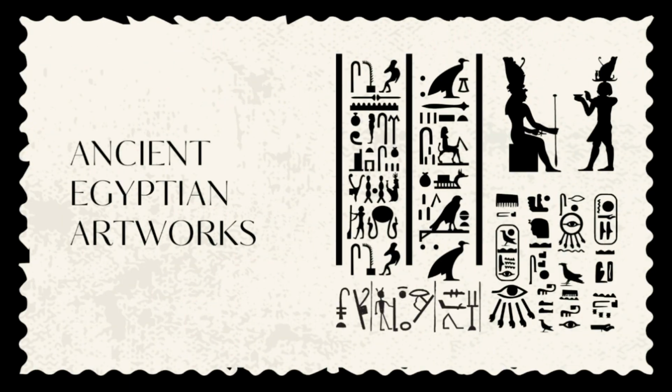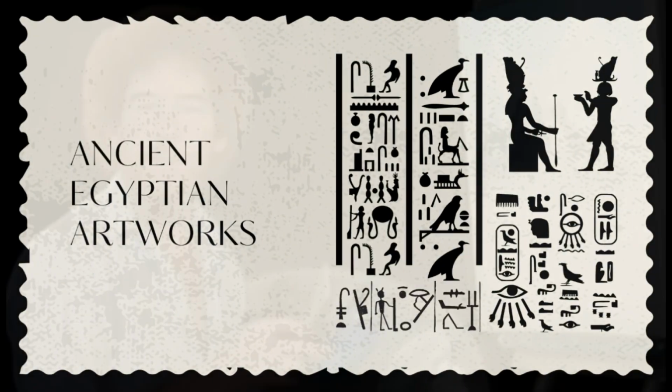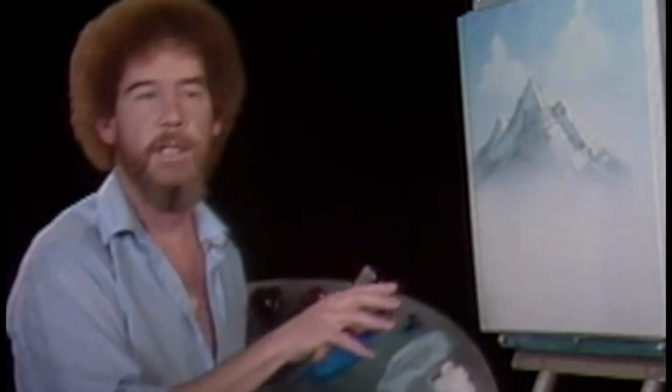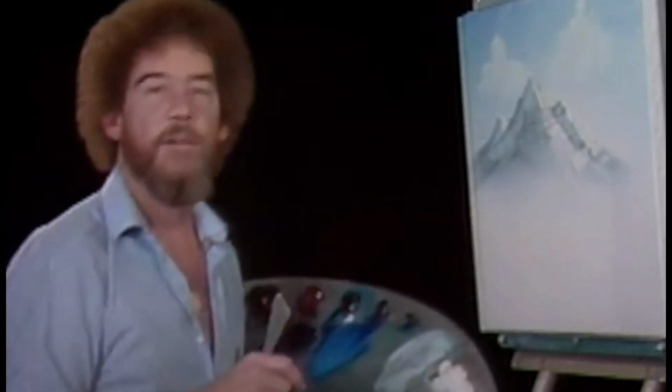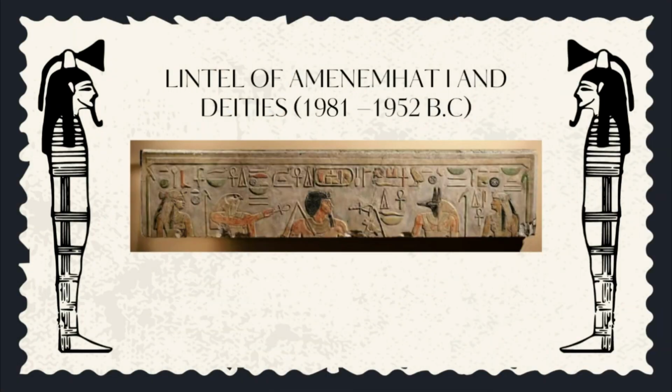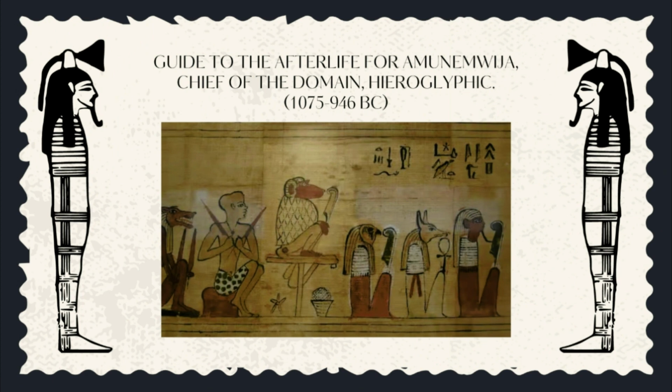Let's move on to the ancient Egyptian artworks. When we hear the word artwork, we immediately associate it with painting. Here are some examples of ancient Egyptian paintings. Lintel of Amenemhati and Deities is an example of painting about deities. Guide to the Afterlife for Amenemwija is an example of funerary painting.